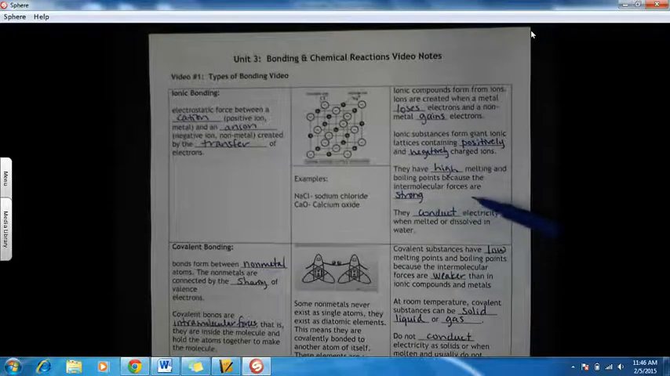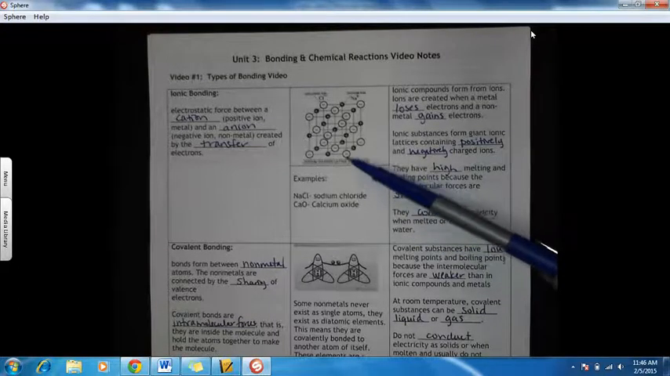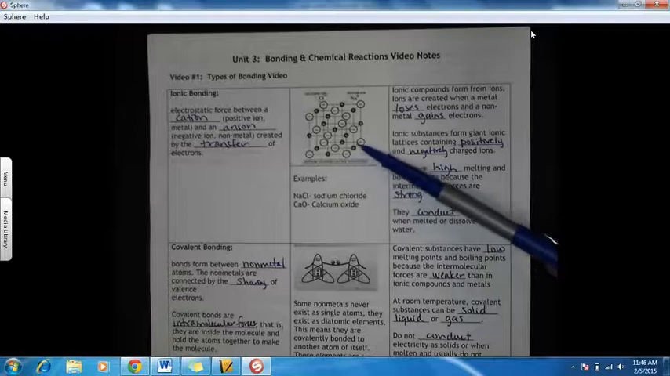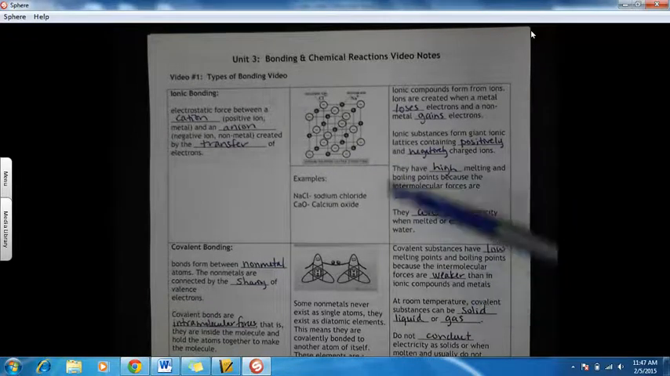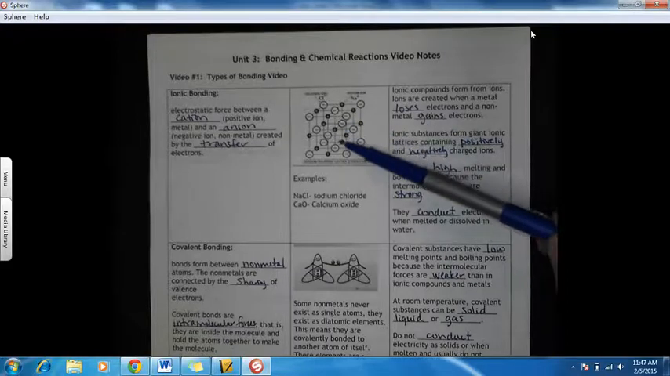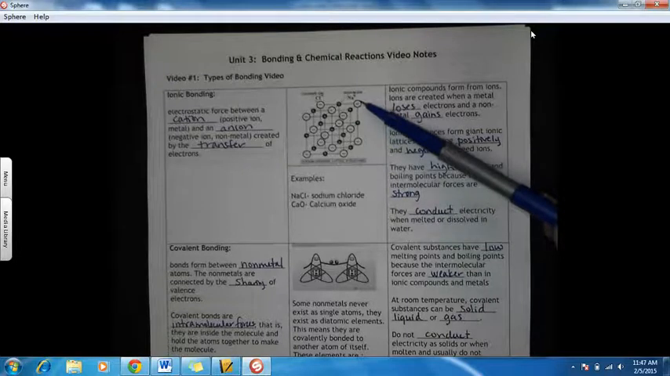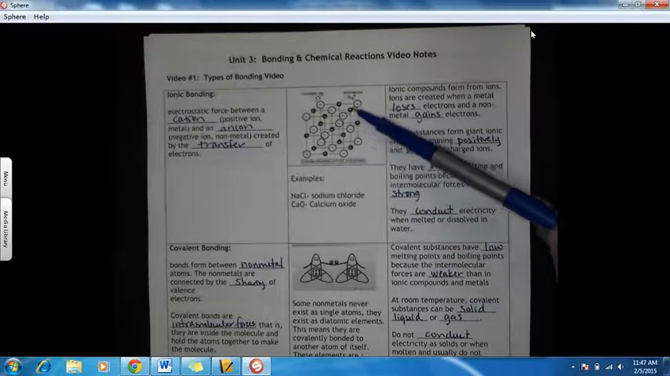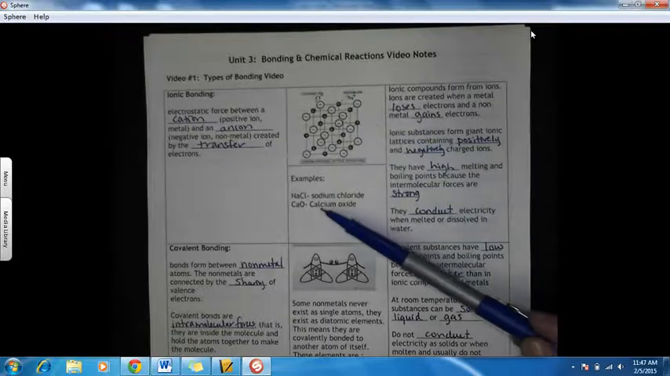They can conduct electricity when they're melted or dissolved in water because these negative charges are free to move when they're dissolved or melted. But when they're solid, they don't conduct electricity because these negative charges are not free to move because they are attracted by the positive ions. Some examples are sodium chloride and calcium oxide.